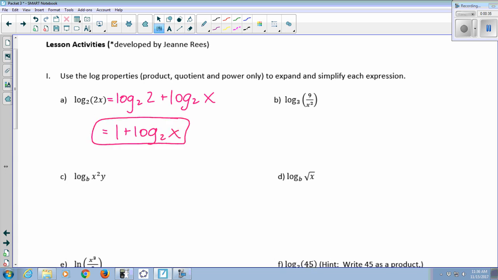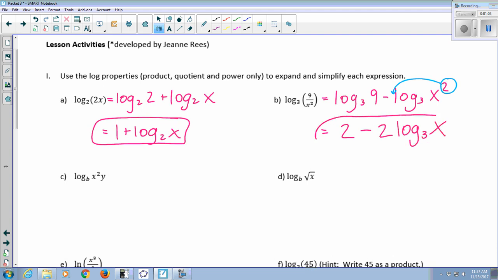All right, b, log base 3 of 9 over x squared. I've got a quotient, so I'm going to break that up into a subtraction problem of 2 logs. Log base 3 of 9 is asking 3 to what power gives 9, and that would be a 2. And then I'm going to use the power property of logs that lets you take this exponent and bring it down in front of the logarithm. So I get minus 2 log base 3 of x.